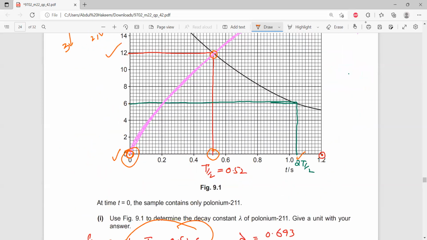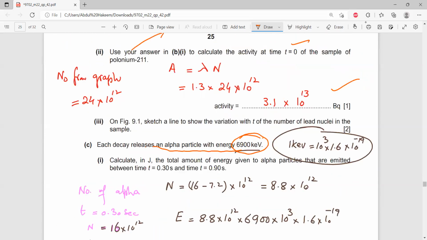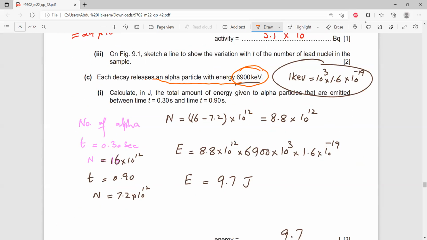At time 0.3, we can check the number of nuclei, and the number of nuclei is 16 × 10^12. After time 0.9, this is the remaining number. So what is the number of decays, Δn? The difference of these two: 16 minus 7.2, times 10^12, so it is approximately 8.8 × 10^12. So 8.8 × 10^12 polonium nuclei are decaying.